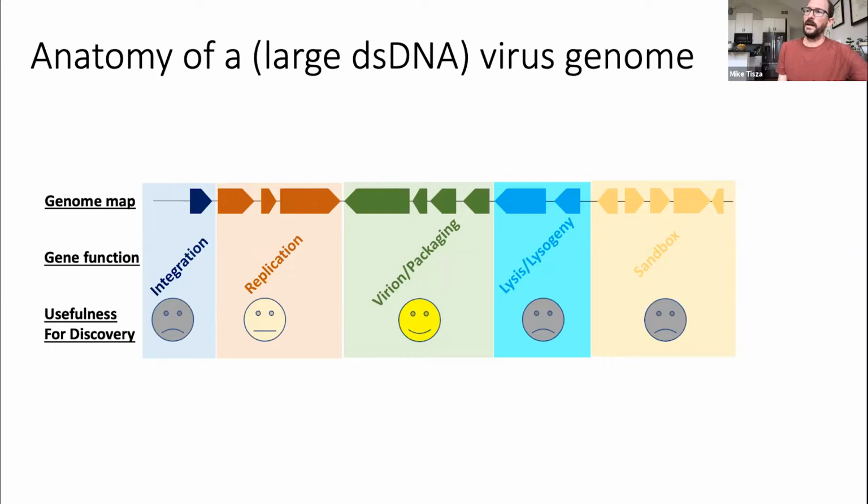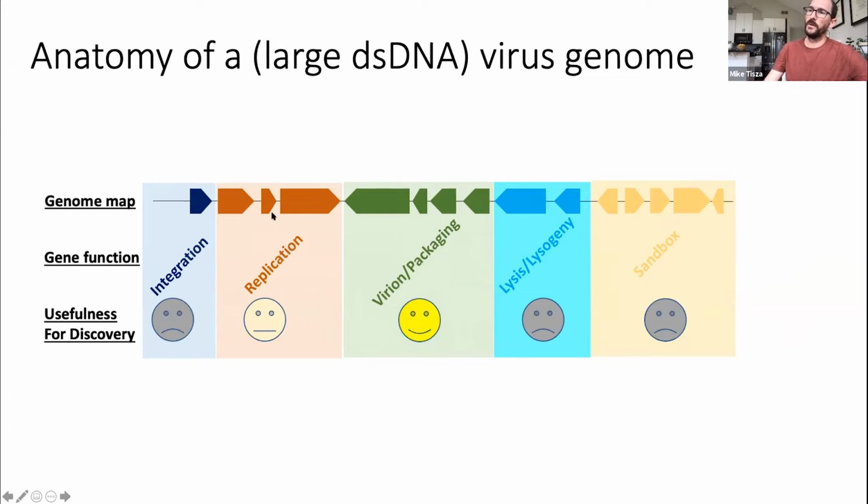And I think these different kinds of genes within virus genomes provide very different levels of usefulness for virus discovery. So first of all, because viruses must encode a virion gene, and usually they encode a packaging gene, and these are also basically unique to viruses, the virion genes and the packaging genes are very useful for discovering new related viruses. And so these get the happy face.